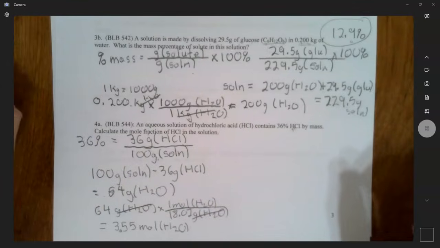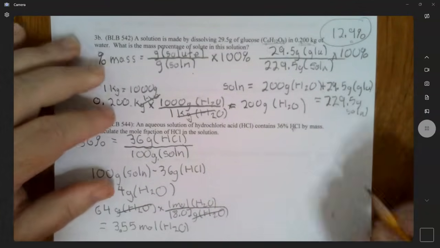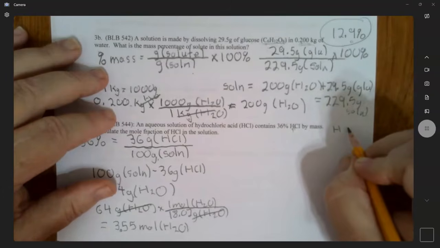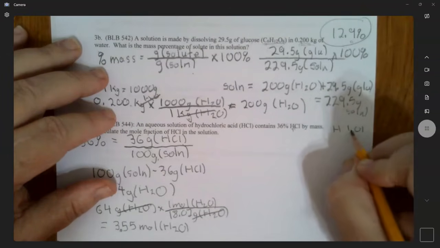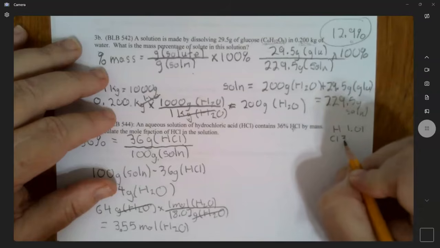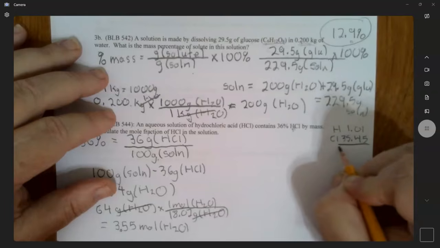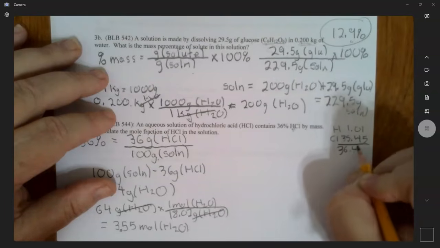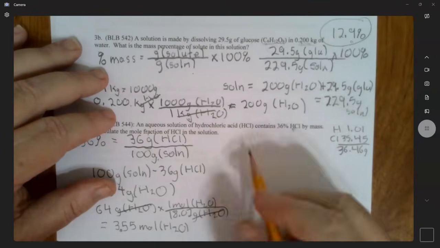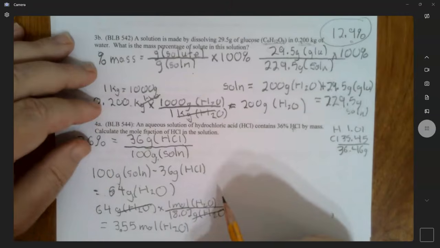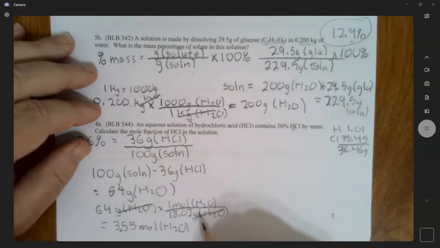Okay, so now we have to do the same thing for HCl. So I'm going to come up here and calculate the molar mass of HCl. You have 1 hydrogen, 1 chlorine, both of these off the periodic table, and that's going to give us 36.46 grams per mole of HCl. So we'll do the calculation using 36 grams of HCl.